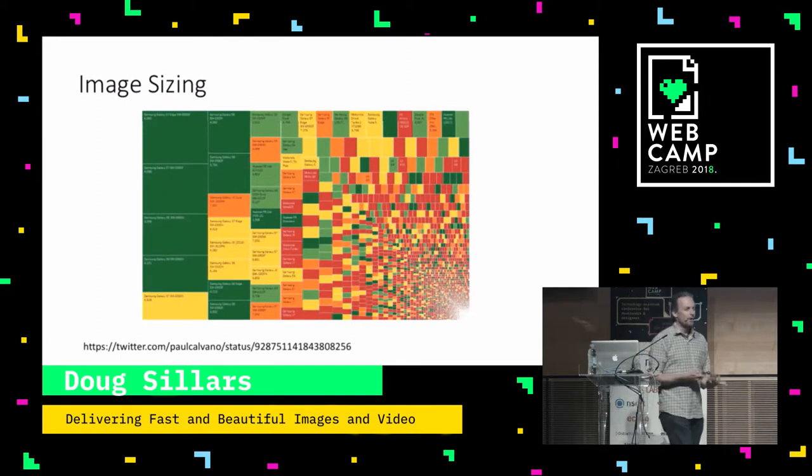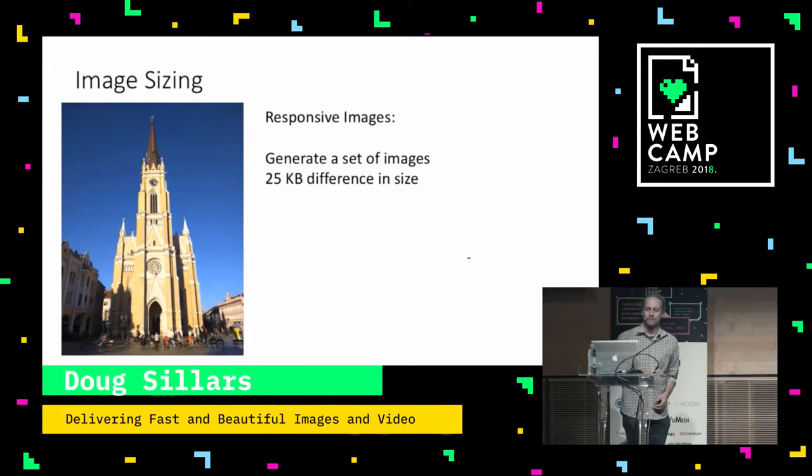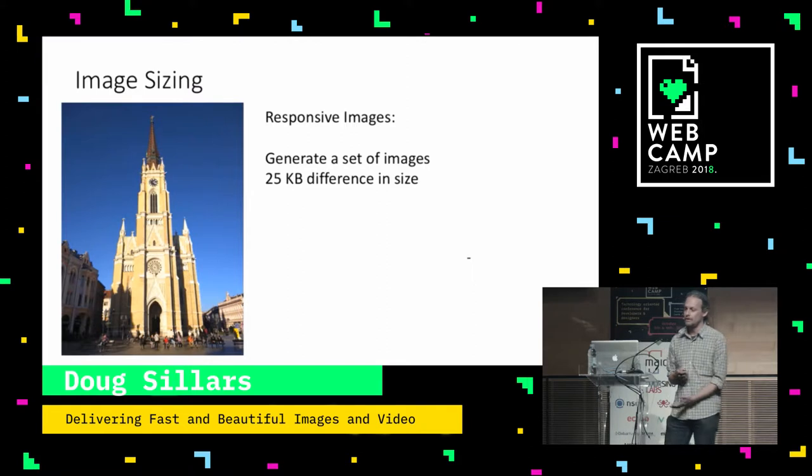So the problem is, how do you appropriately size images for mobile devices? These are the Android devices that hit Akamai in one day last December. The size of the box is how many of each one, so these are all like Samsung devices. The color is how fast the processor is. So there's thousands and thousands of devices, all different screen ratios. And what we do is we use responsive images.